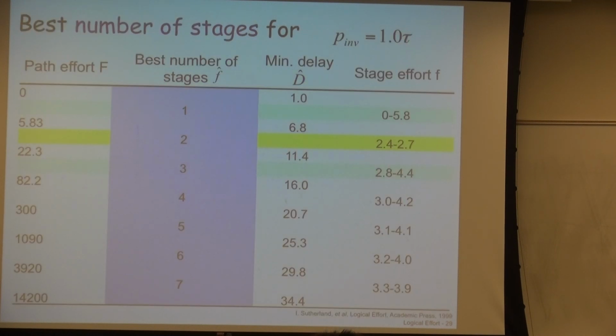Now, this is a table just to show you that if the path effort is these values, how many stages are required, what is the effort of each stage, and what is the delay. This is something people use as a metric when they try to design their circuitry. So just keep this in mind.